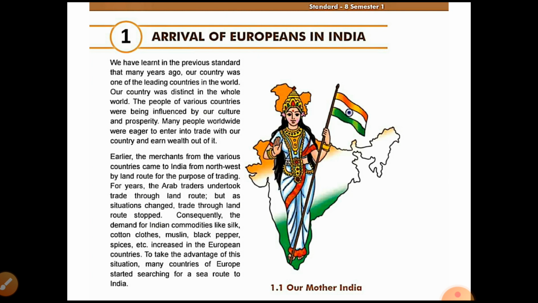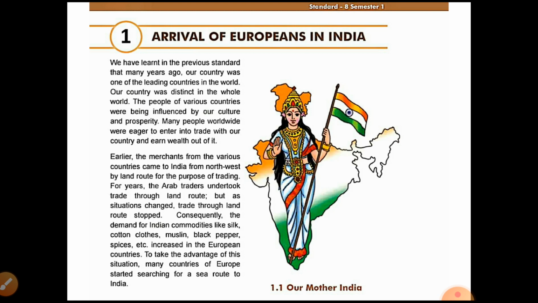The people of various countries were being influenced by our culture and prosperity. So the people from other countries were influenced, attracted, or affected by our culture and prosperity, which means wealth. Culture means the lifestyle of the people. Many people worldwide were eager to enter into trade with our country and earn wealth out of it. So people from many other countries eagerly wanted to come to India and earn wealth from our India.